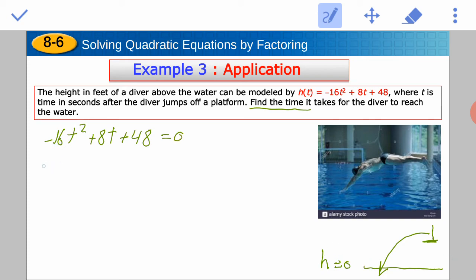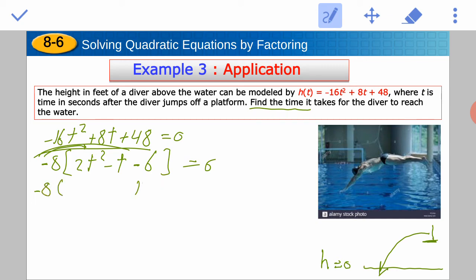Guys, there is a common factor in this equation. There is negative 8. Take negative 8 outside and divide every term by negative 8. It gives us 2t squared minus t minus 6. You can always check your solution by doing the inverse operation. You can distribute this multiplied by the first, by the second, by the third. You will get the original expression. Guys, don't pay attention to the negative 8. It's a constant outside, and start factoring this quadratic trinomial and set everything equal to 0. This is 0, not 6.